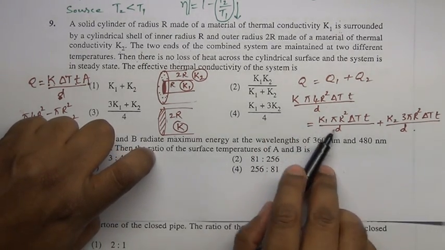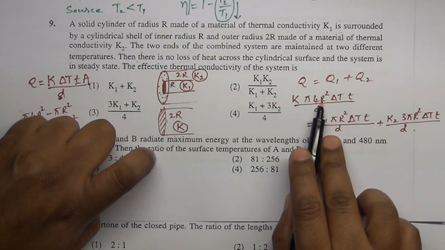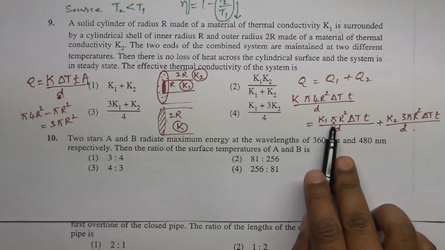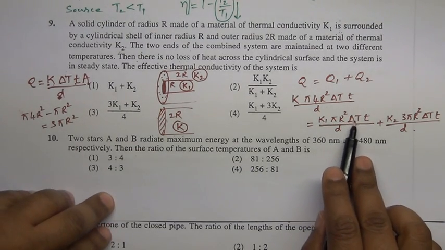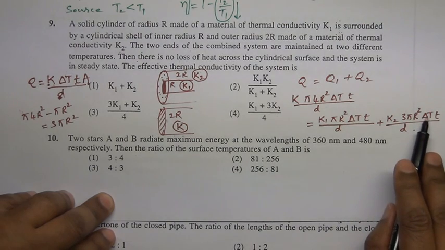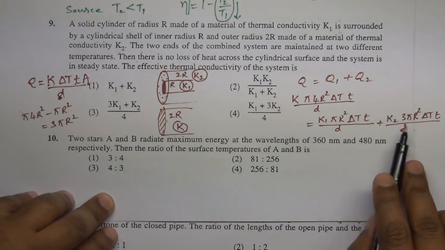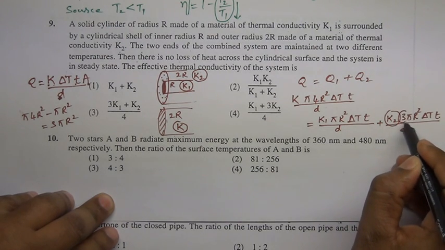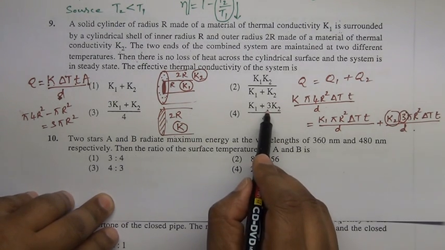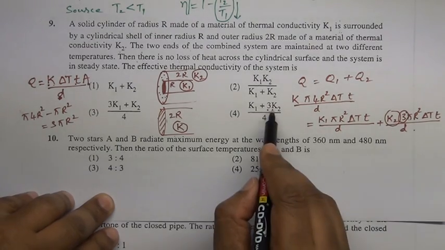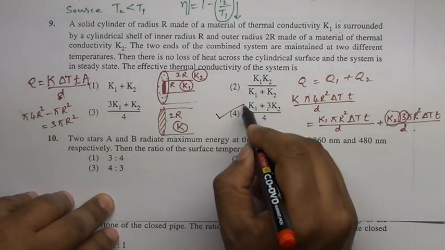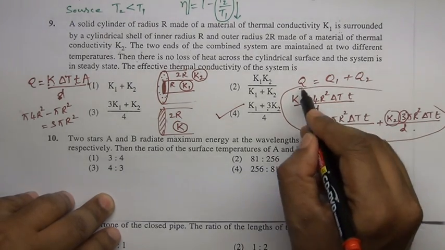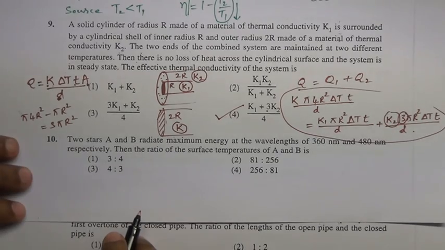If you carefully observe, on the left hand side there is pi r squared delta T, T by D, and on the right hand side also pi r squared delta T, T by D. They get cancelled, whereas K2 comes with a factor of 3. Therefore this is the option. If you simplify this equation, you will get this answer.